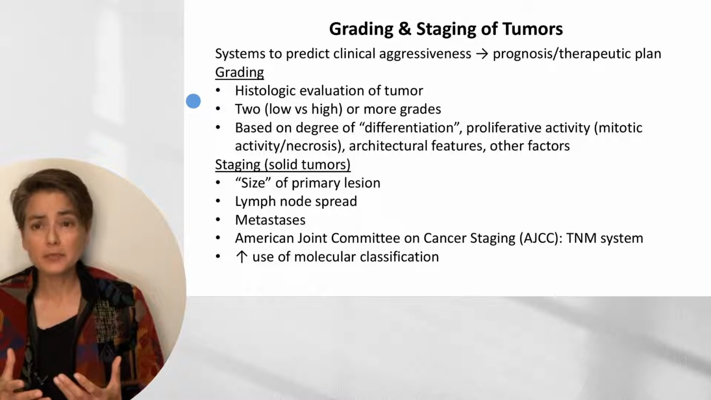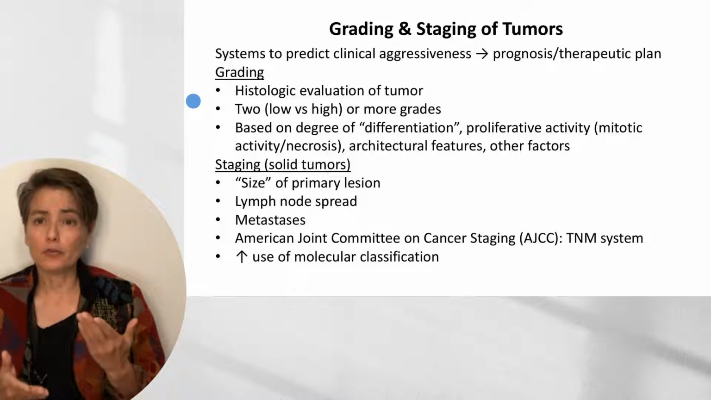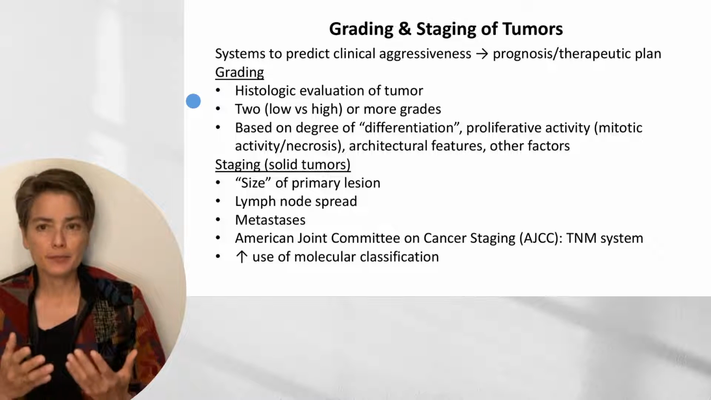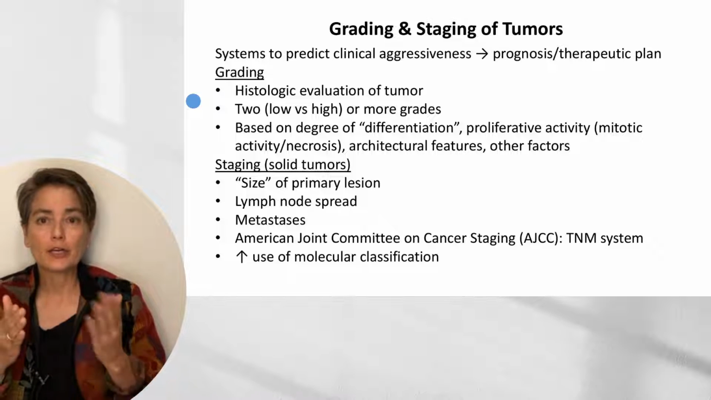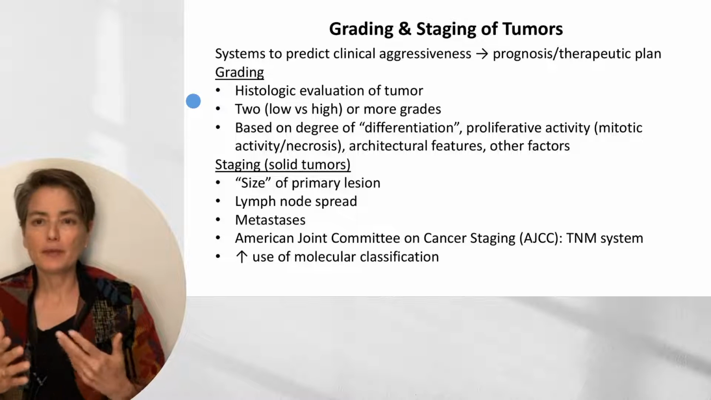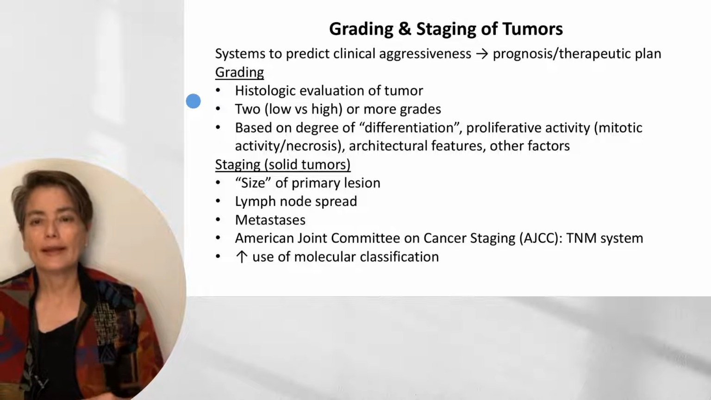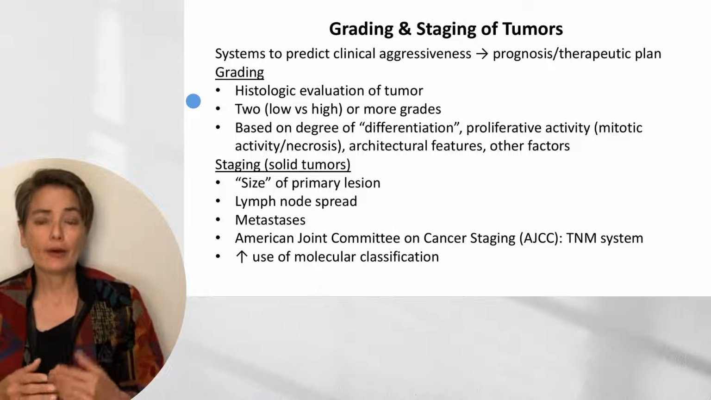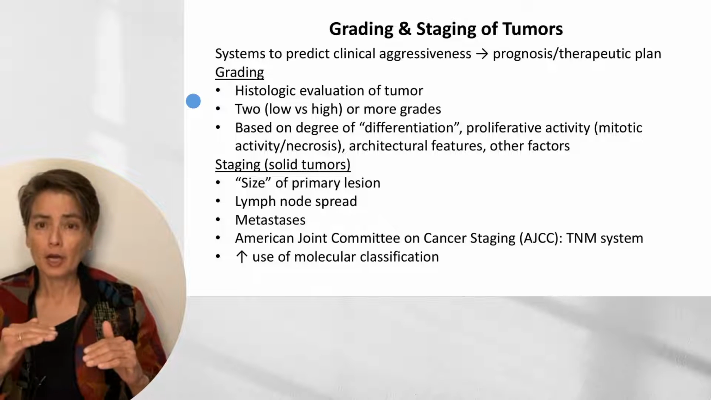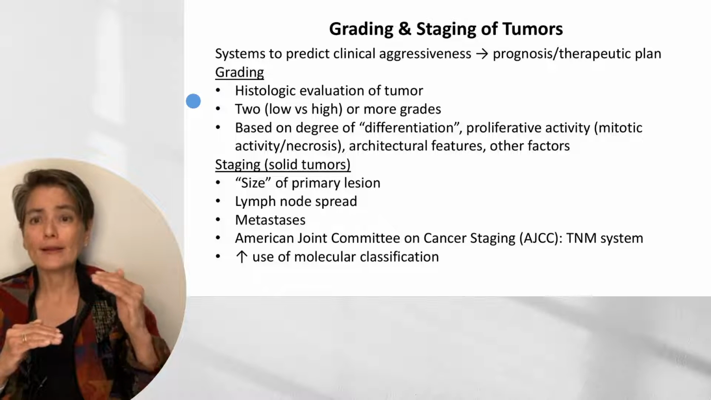Now, you don't need to be concerned at this point in your career with all the different grading systems. There can be a 2-grade system where we say low versus high. That largely has to do with when we have dichotomous therapy. So either surgery, no surgery. So if it's low grade, no surgery, high grade, surgery. If there's nothing in between, there's really no need to go into more grades. Typically, we will have 3 grades where we have well differentiated or grade 1, moderately differentiated or grade 2, and poorly differentiated or grade 3.